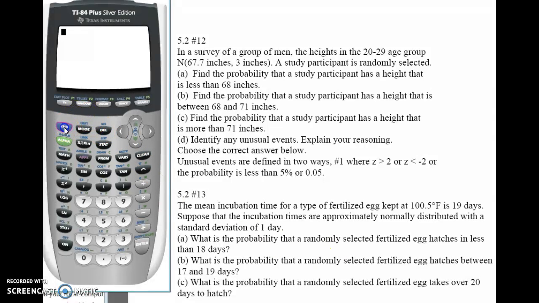What's the probability that a randomly selected fertilized egg hatches in less than 18 days? So, less than. Again, we could use 0, but we're just going to go with negative infinity. Second VARS, normal CDF, negative, comma, 99, that's our negative infinity, and we got 18 days for the upper limit, comma, the mean is 19, comma, and the standard deviation is 1 day.